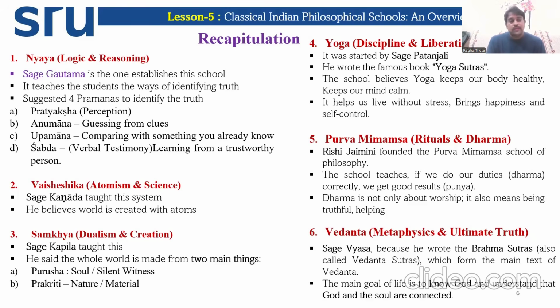What is the second one? Vaisheshika school. It was proposed by Kanada. What is this school about? So according to Kanada, the world has been developed through atoms. And he strongly believed that atoms are eternal. Okay, the world is created with atoms.